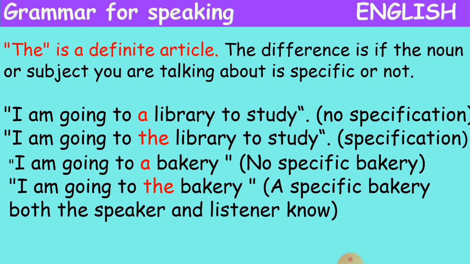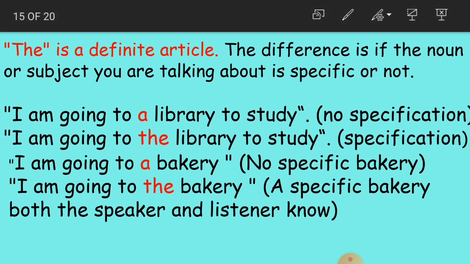And here again there is some information. The is a definite article, and the difference is whether the noun or subject you are talking about is specific or not. If we are talking about it in a specific condition, then we have to use the, or else no. Suppose for example you say, I am going to a library to study. There is no specification here. You are not naming any library.